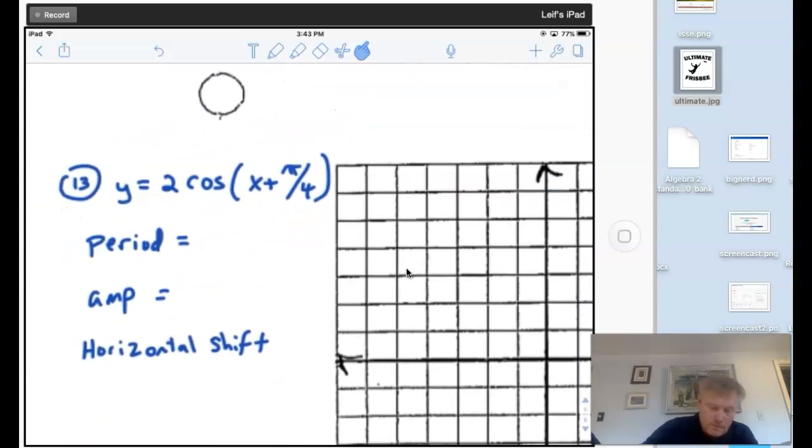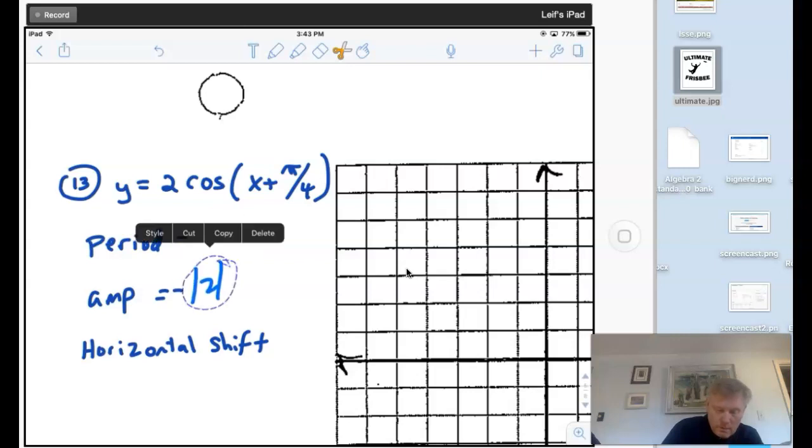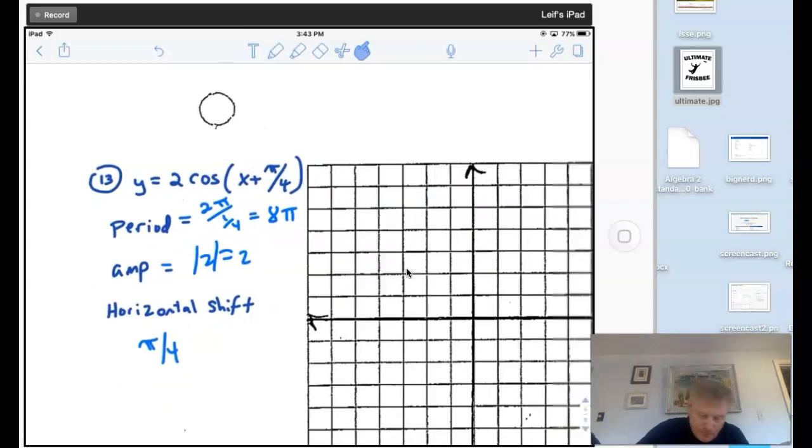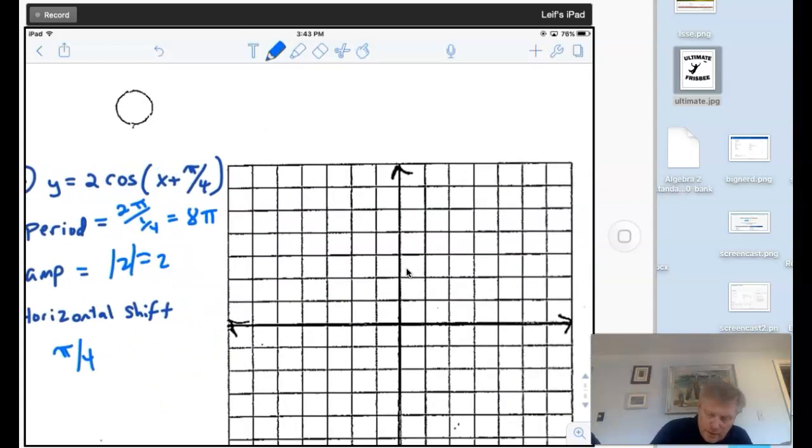This one, period, absolute value of 2. Nope, amplitude, absolute value of 2, excuse me, which is 2. Period will be 2 pi over 1/4, which is 8 pi. Horizontal shift. So this one's got a little different. The horizontal shift will be pi over 4, and I'll get to that in a minute. Okay, so it goes up to 2, down to -2. It's cosine, so it's going to start at the top of the graph. It's positive. It's going to start at the top.